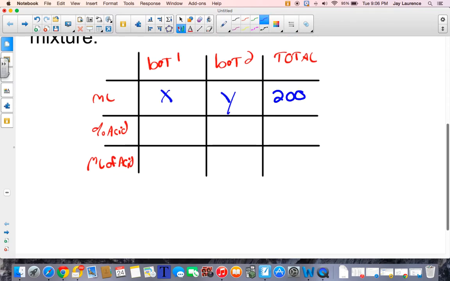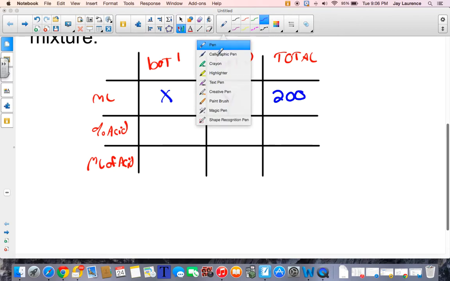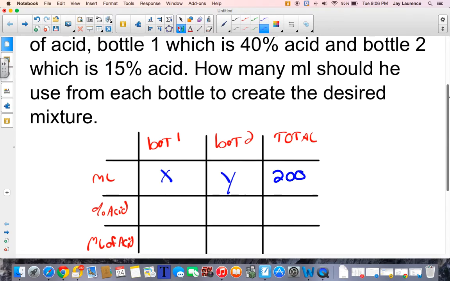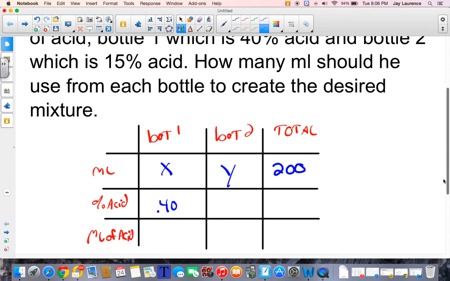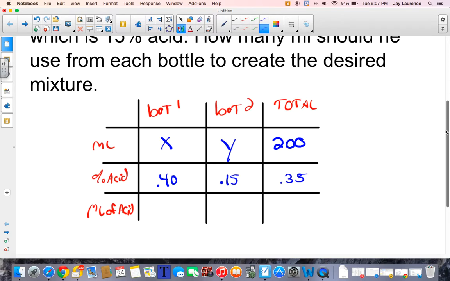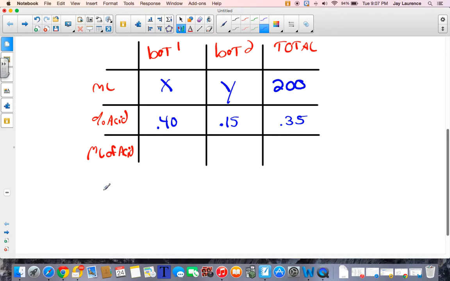Okay. Now, what's the percentage of acid for the 2 bottles? Well, bottle 1 is 40% acid, right? Okay, and I'm going to write that as a decimal. I'm not writing as a percent, I'm writing as a decimal. And the second bottle is 15% acid. And now remember in the other problems, we didn't use this box. We're going to use it here because the total mixture needs to be 35% acid. So, by the way, I have one equation here, right? X plus Y equals 200. Okay, pardon me, I bumped the microphone there. Hope I didn't give you a lot of feedback.